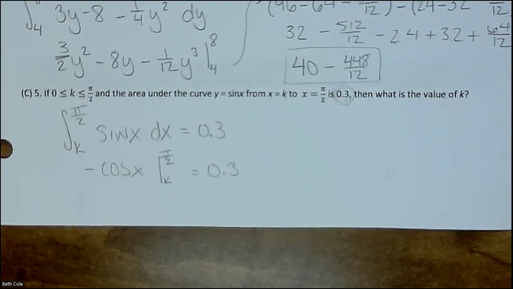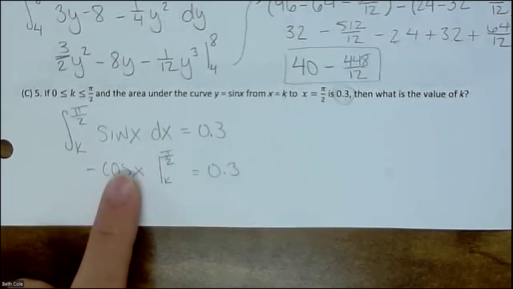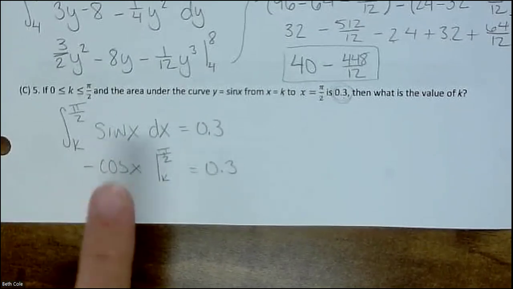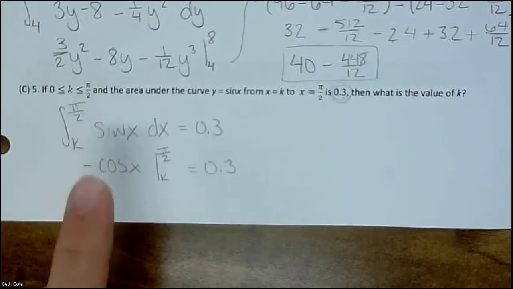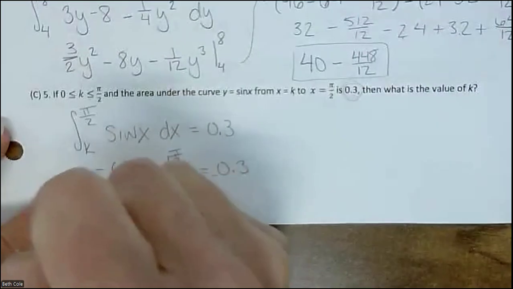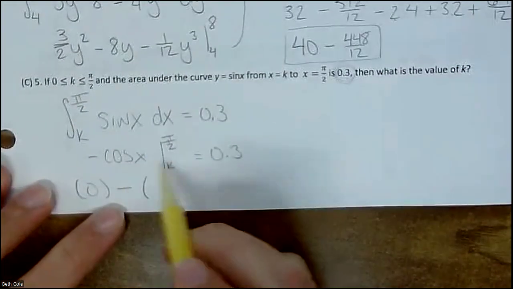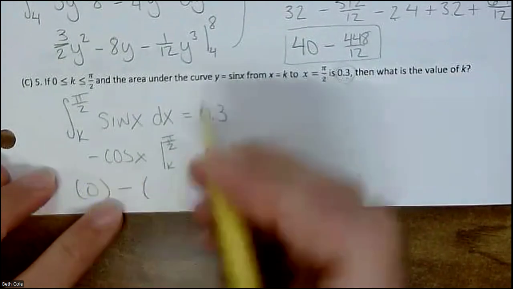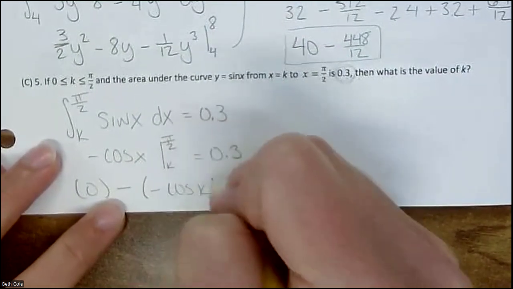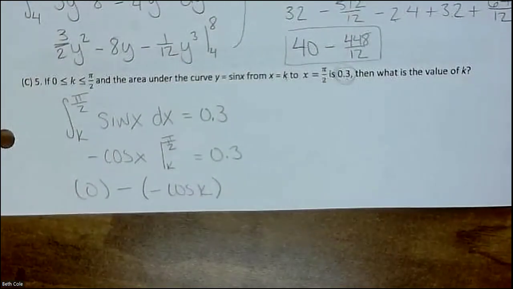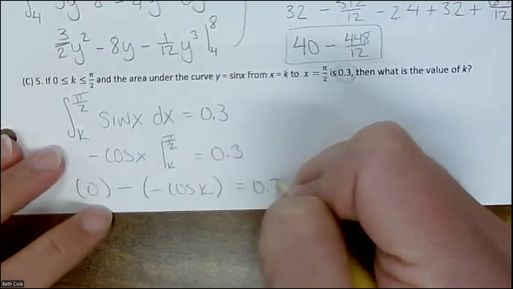Straight up. All right, that's the 0.01. Cosine is X, so that's perfect. Good job. 0 minus, now your lower boundary, if you plug in K, you're going to have negative cosine of K, whatever that is, we don't know what K is, equals 0.3.